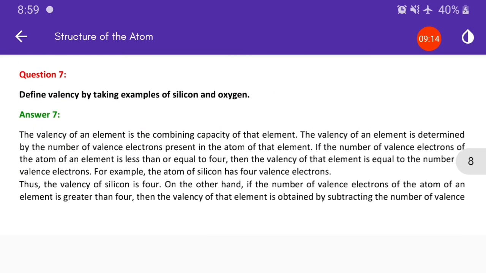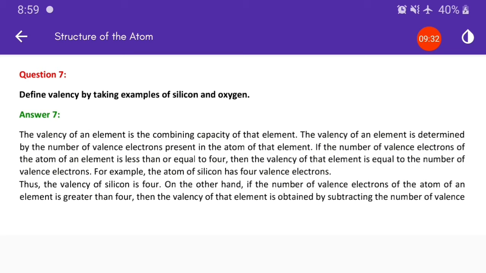Next question. Define valency by taking the example of silicon and oxygen. We have already seen this question in the exercise questions in the NCERT solutions. So again we will try to understand this.